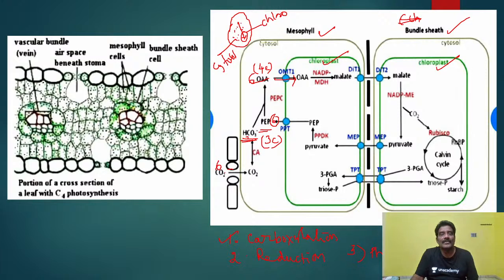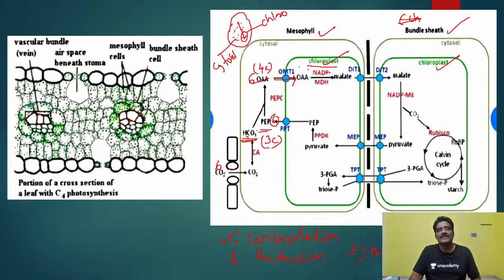Here is a chloroplast. And what happens in the chloroplast? What type of reaction will happen? How will this oxaloacetic acid undergo reaction here? This oxaloacetic acid is going to be converted into malate, reduced to malate here.